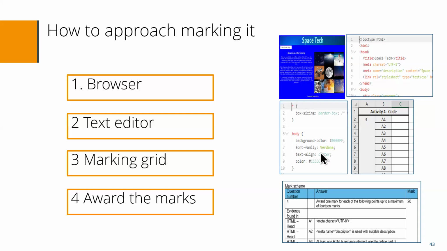Now, this overrides the browser view. If the coding has done what we wanted, we're going to give marks for it, regardless of how it actually appears. So that's very important. Later on, we're going to have some levels marks, which will deal with how it actually appears on the screen. That will come later. So look at the browser, look at the text editor, look at the marking grid, and see which marks you can award.